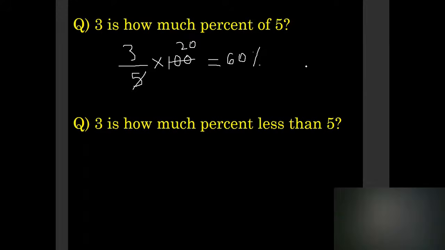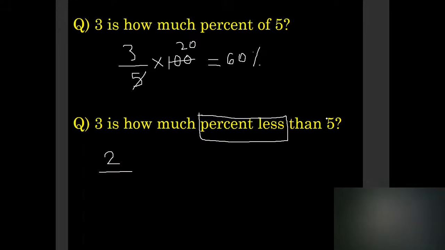Next one appears to be the same, but it is not the same question. The question is 3 is how much percent less than 5? First you should take difference of these numbers. Whenever you find questions like this, percentage less, percentage more, or percentage change, you should take difference of the given numbers. Difference of 3 and 5 is 2.